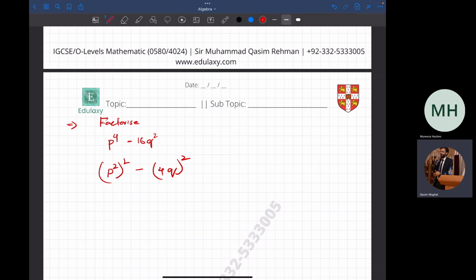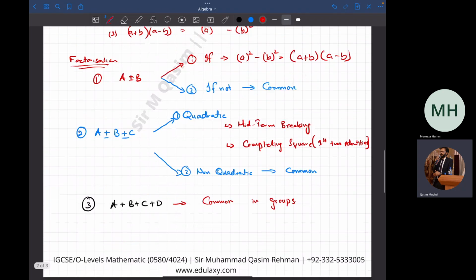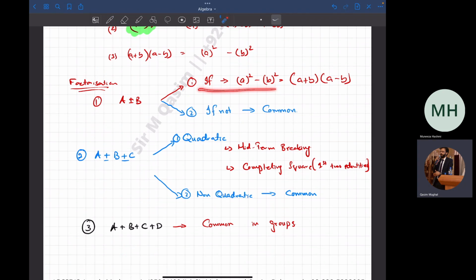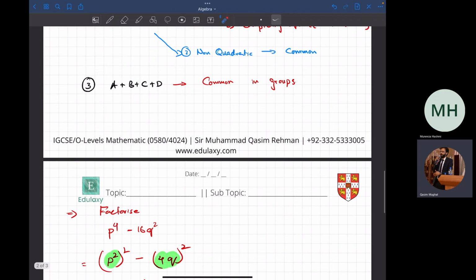Whenever you have factors like this, you have a plus b times a minus b. So a in this case is p squared, whatever you have inside the main square, and b is 4q. So the factors would be p squared plus 4q, and then p squared minus 4q. That's it. This was the case where you were able to write them as a difference of squares.